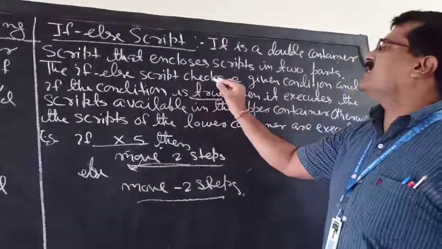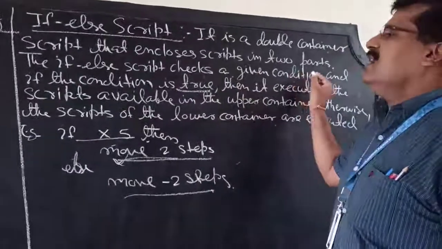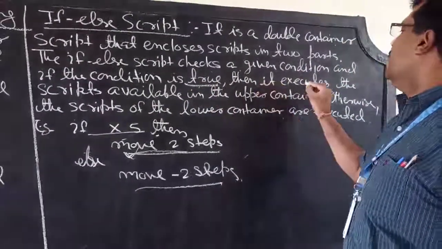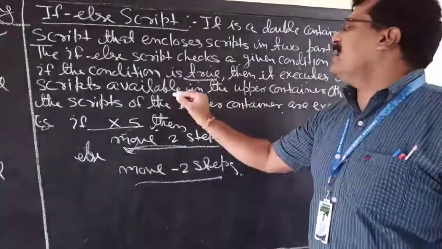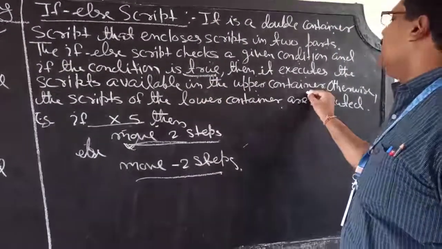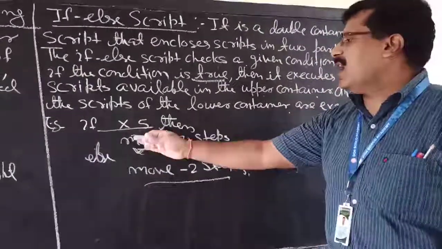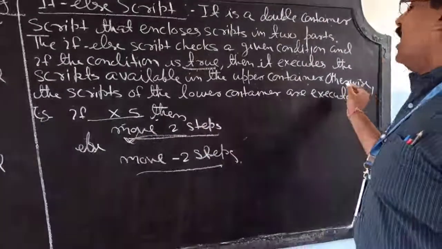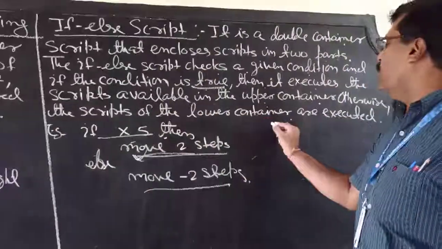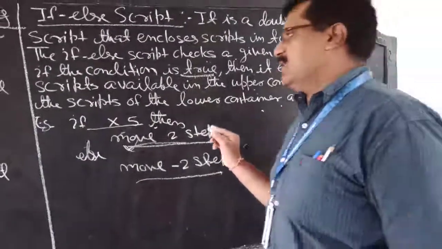The if else script checks a given condition, and if the condition is true, then it executes the scripts available in the upper container, that is before the else. Upper container means before else. Otherwise, the scripts of the lower container are executed.